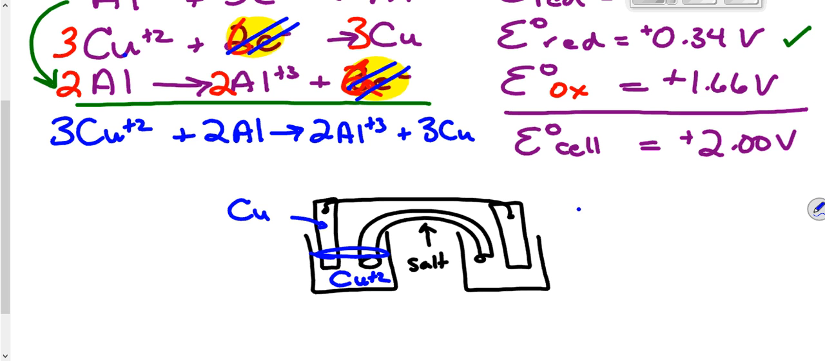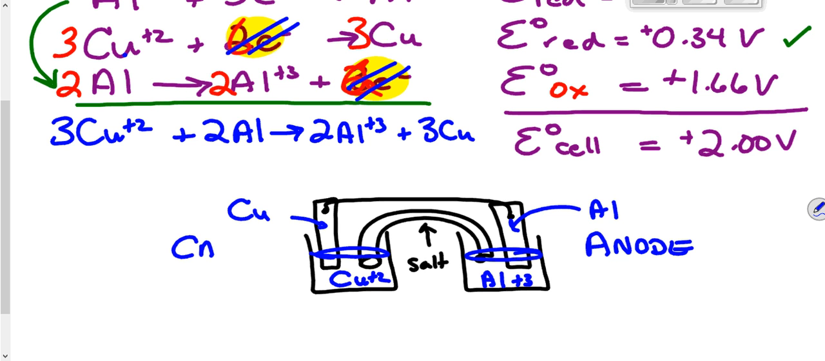For the aluminum reaction, the strip of metal will be my aluminum metal, and in the solution, I'm going to need to have a source of my aluminum plus 3 ions. So I have my species there. There's a couple more steps we have to do. We can see that aluminum was oxidized. Oxidation always happens at our anode. I can see that copper was reduced, and reduction always happens at my cathode.